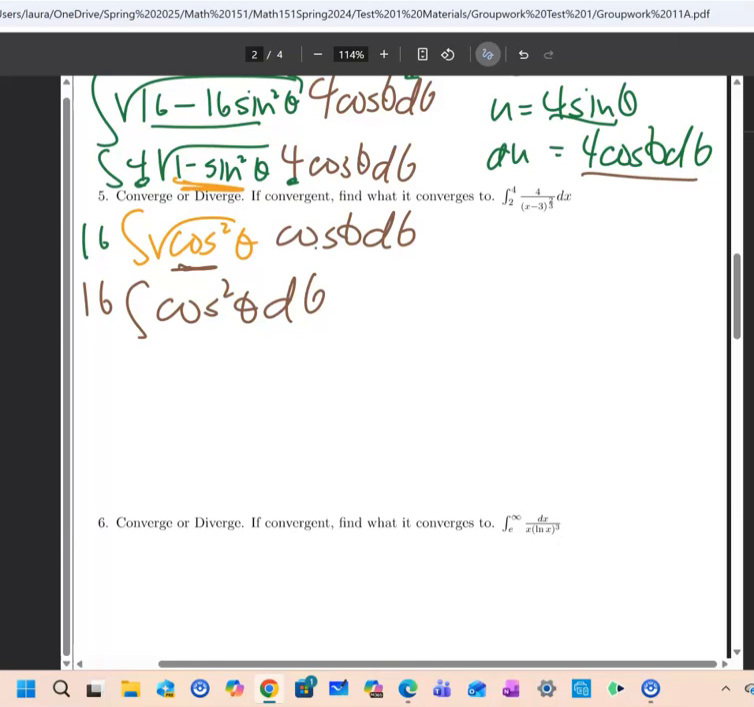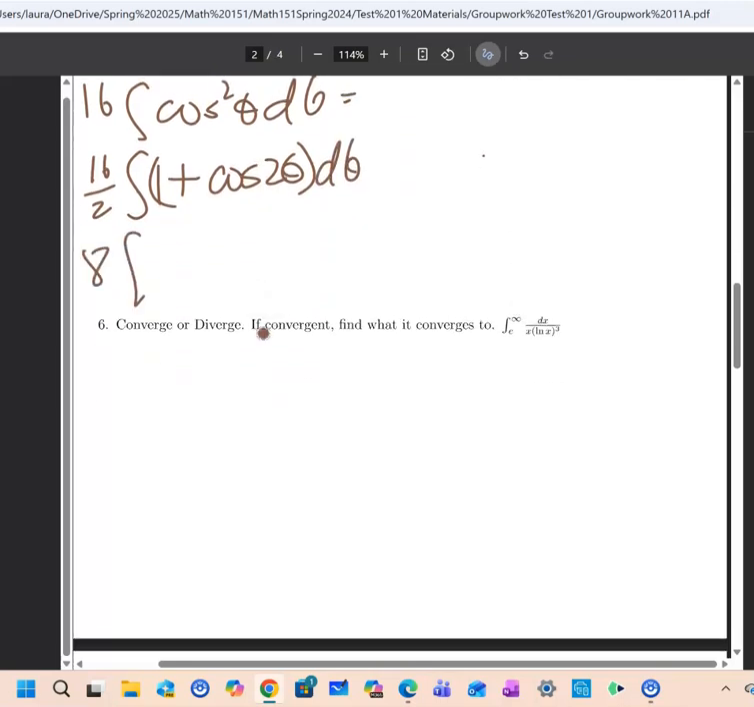Oh, right. We get to use the half angle formula. So here, 1/2 times 1 plus cosine of 2 theta d theta. So it gives me 8 theta plus 1/2 sine of 2 theta, plus a c.